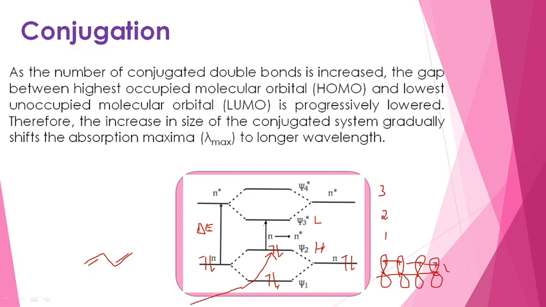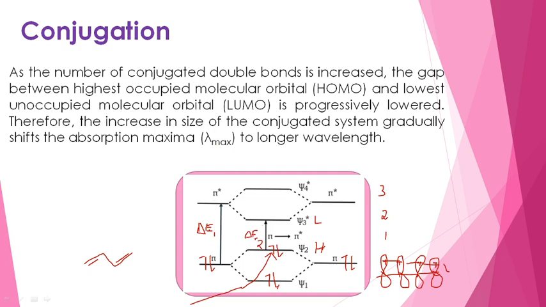And for the case of conjugation, here you are finding this is the electronic transition from psi 2 to psi 3 star. This is also a pi to pi star transition. So from this case to this case, what are you finding? You are finding the decrease in energy. Simply this is delta E1 and this is delta E2. What about delta E1 and delta E2? Delta E1 is greater than delta E2.